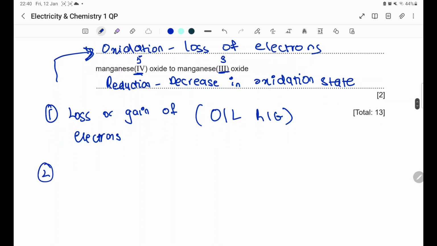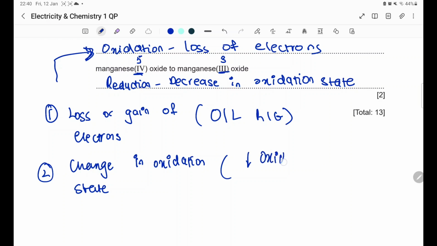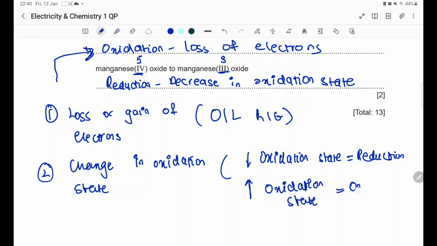Your second method is change in oxidation state. A decrease in oxidation state is equal to reduction, and an increase in oxidation state is called oxidation.